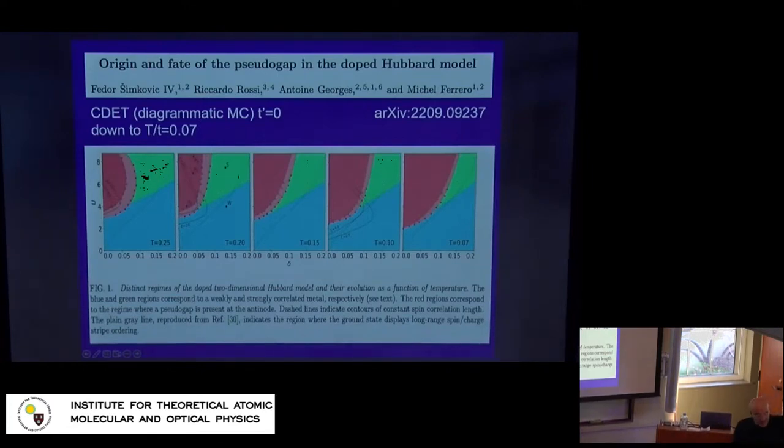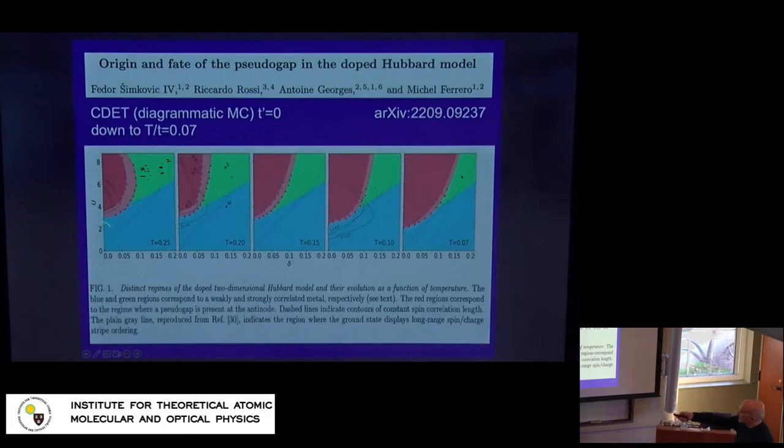So how does the pseudogap evolve, as we cool down, into a state of matter? Is there room for a state of matter in which the Fermi surface is reconstructed without any broken symmetry? Or is the fate of the pseudogap to just hit the wall where stripe ordering sets in? Okay, so that's the question. So we've made progress answering that question, again, for t prime equals 0, doing a little bit of a bold analysis of the diagrammatic Monte Carlo data, and this is what we do.